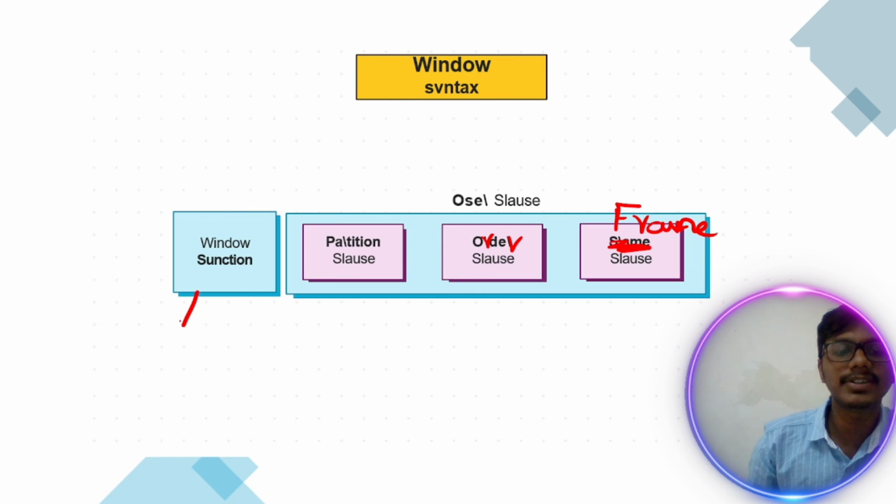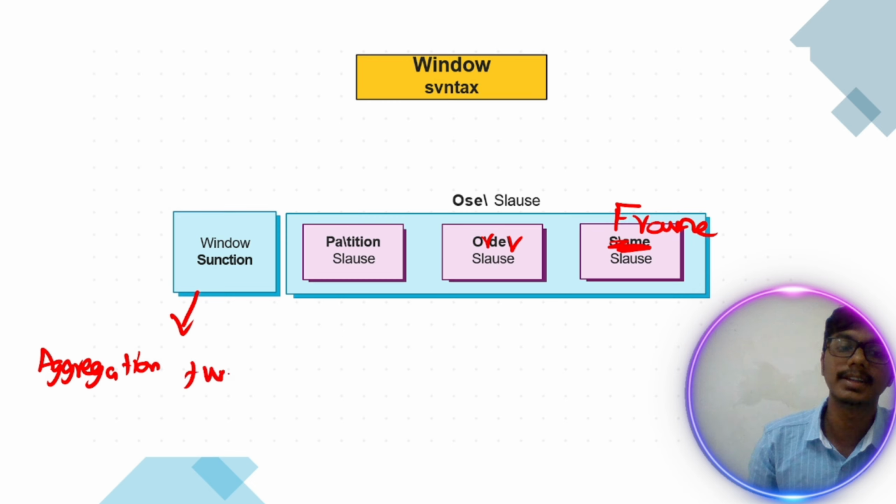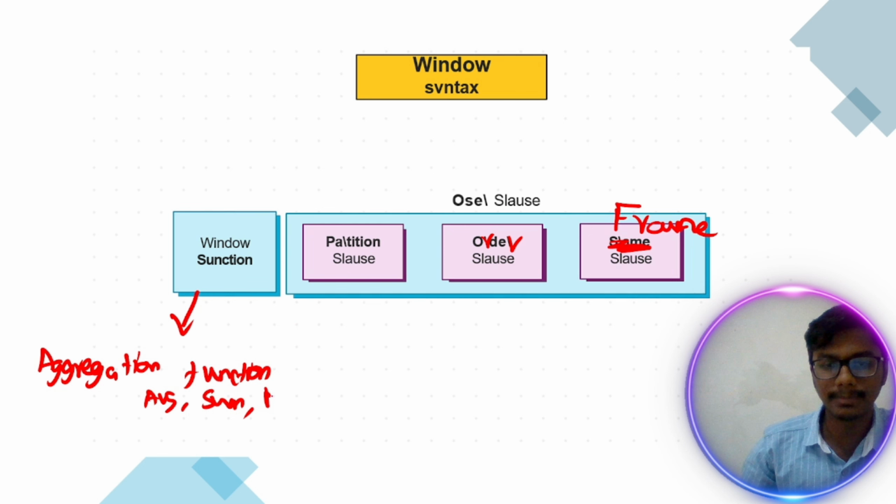So consider that, guys, it's a Window function. It may be an aggregation function. It may be a rank function. It may be an aggregation function, whatever it may be. It may be average. It may be sum. It may be min. It may be max. Whatever it may be, it may be first.